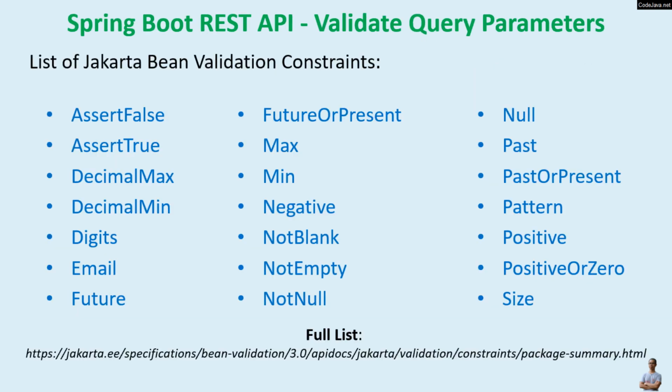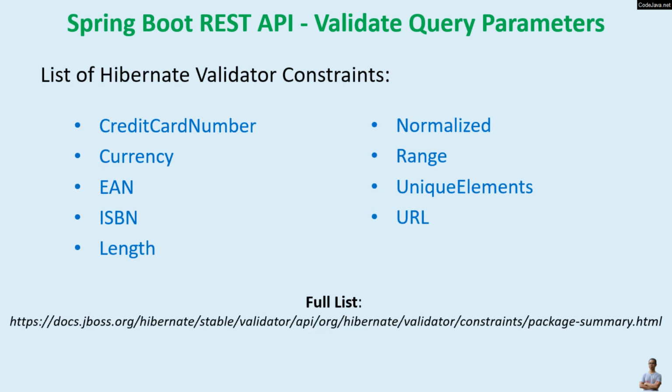And for reference, this is a list of Jakarta Bean Validation constraints which you can use to validate query parameters of the REST APIs. And this is a list of Hibernate Validator constraints.